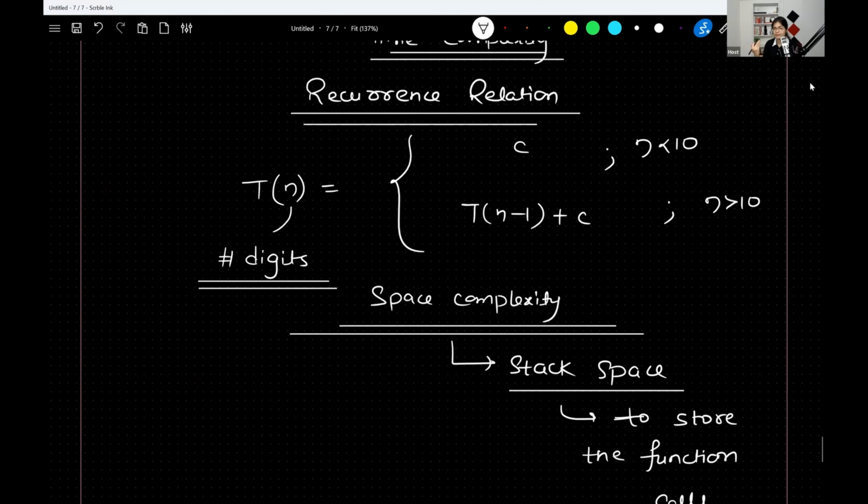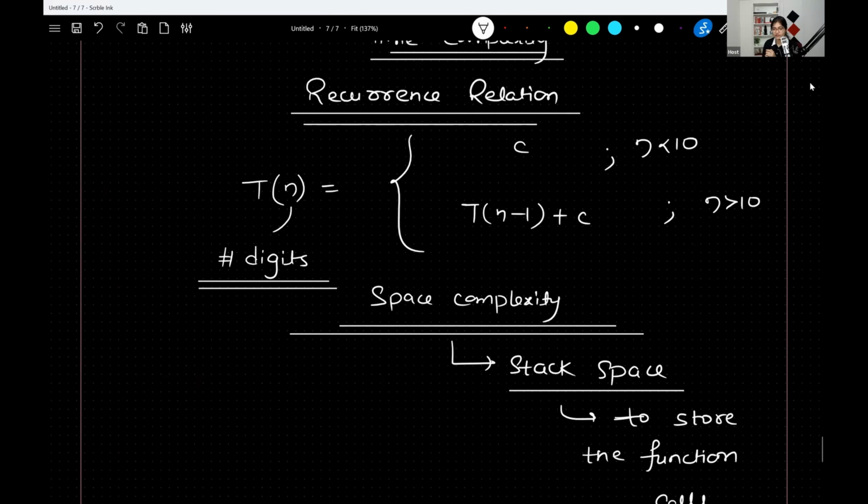So here, if you observe, at every point of time what you're trying to do is reduce your number by one, by one, by one, by one. So it is T of n minus 1 plus constant C. It is similar to what we have discussed in the factorial of a given number. If you observe, it's actually the same.